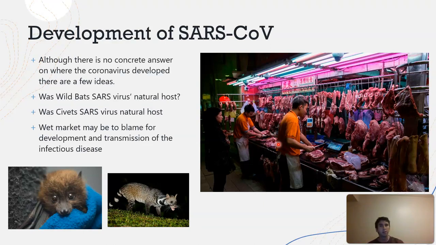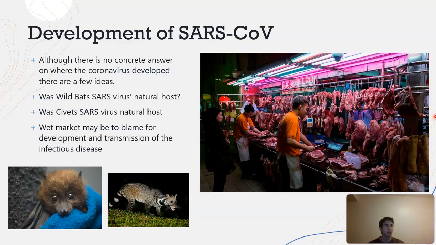Here I talk about the development of the SARS coronavirus, and I said there's no concrete answer on where the coronavirus developed, but there are a couple of main theories or ideas of how this virus was developed. The first was the natural host was wild bats. Little bat down here on the bottom left. On the bottom right, I have a civet. This was another idea of who the actual natural host was for this coronavirus.